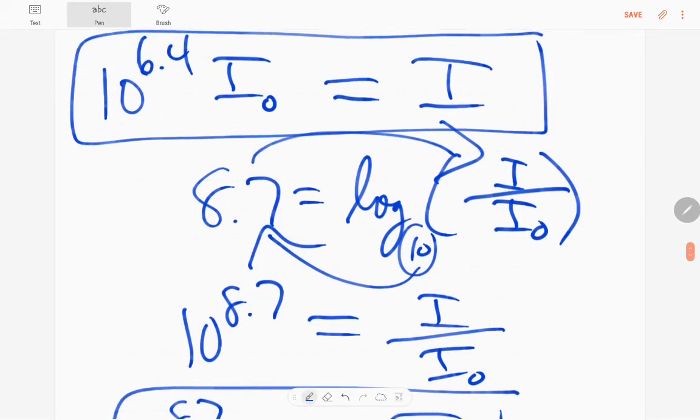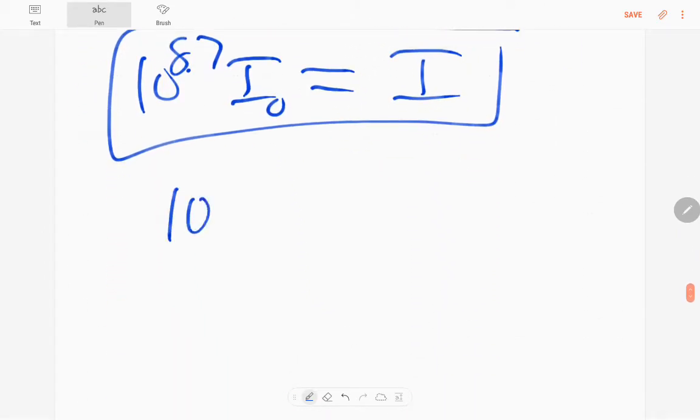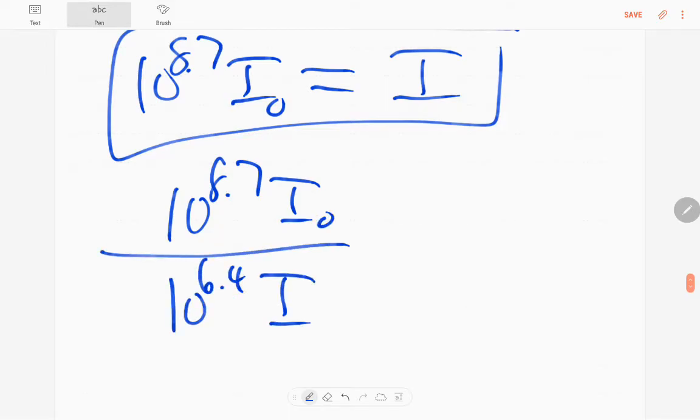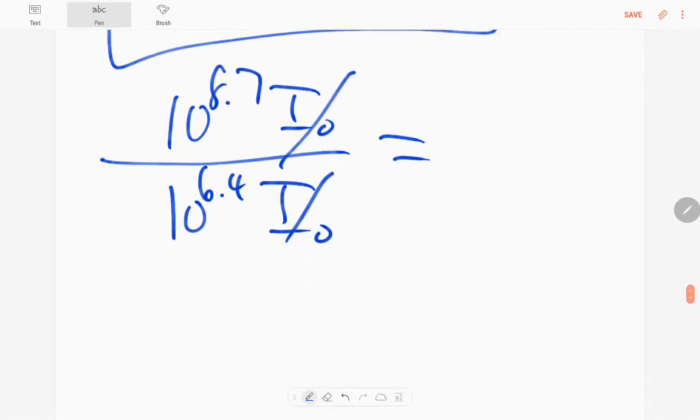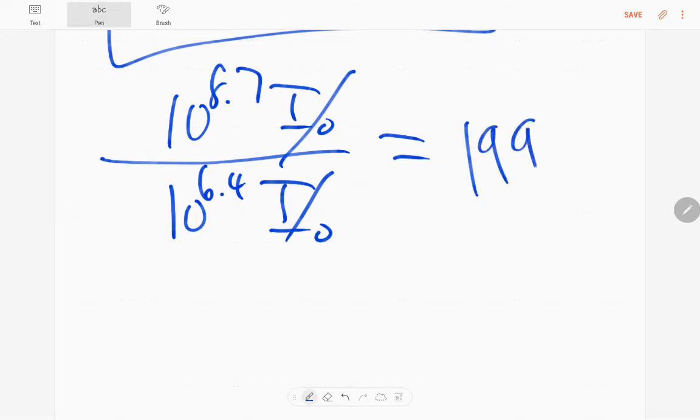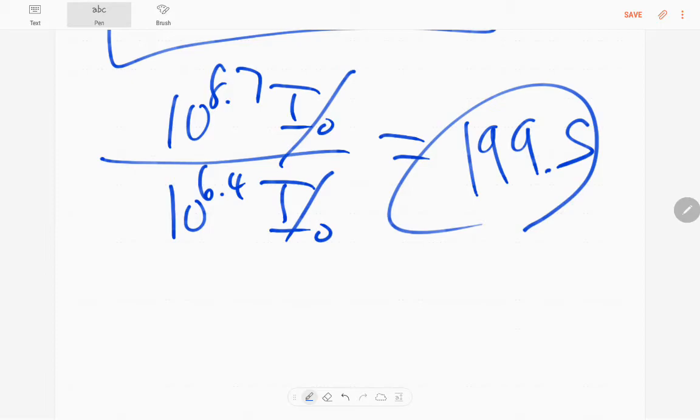Now you really just have to take the ratio of these two things to get your answer. And notice that the I0s cancel out, so I can just plug that into a calculator. And I get 199.5. So the bigger earthquake was 199.5 times as intense as the smaller earthquake.